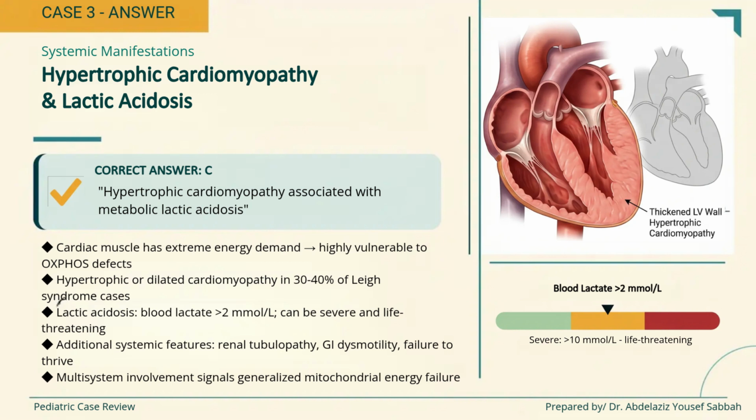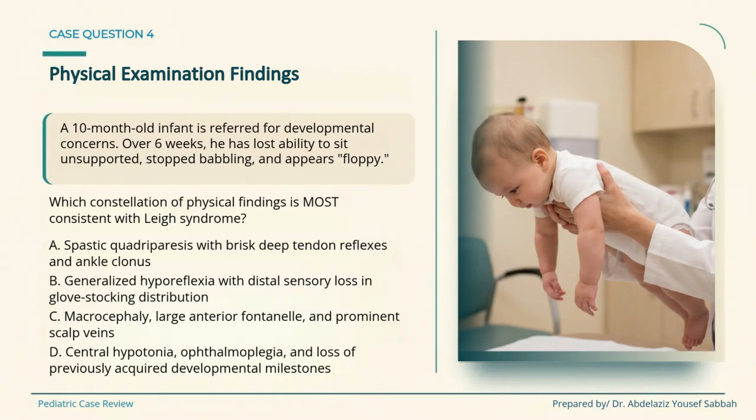Additional systemic features include renal tubulopathy, gastrointestinal dysmotility, and failure to thrive. This multi-system involvement signals a generalized mitochondrial energy failure. Case question 4. A 10-month-old infant is referred for developmental concerns. Over 6 weeks, he has lost the ability to sit unsupported, stopped babbling, and appears floppy.